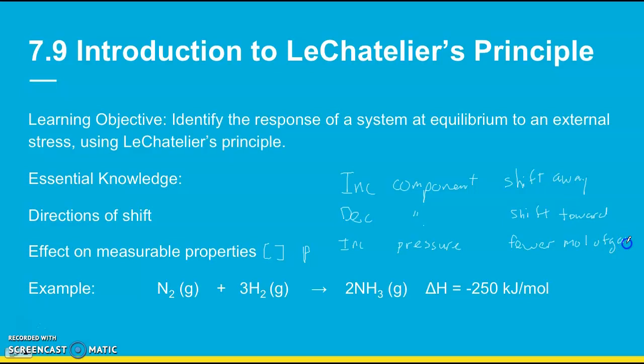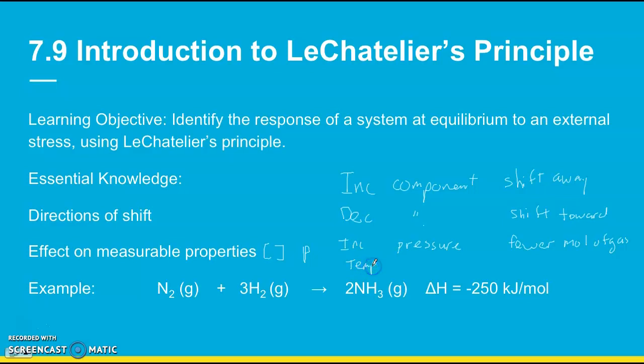So if we increase the pressure for this example, we have 1 mole of nitrogen and 3 moles of hydrogen on the reactant side, and 2 moles on the product side. So in this case, if we increase pressure, it's going to shift to the right. Then the last one, temperature.